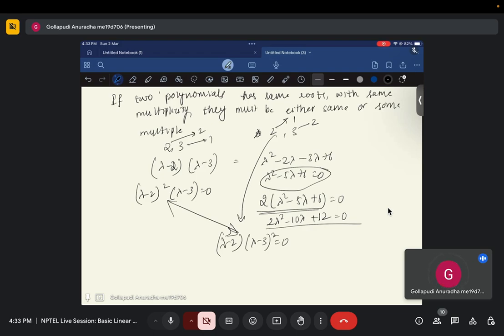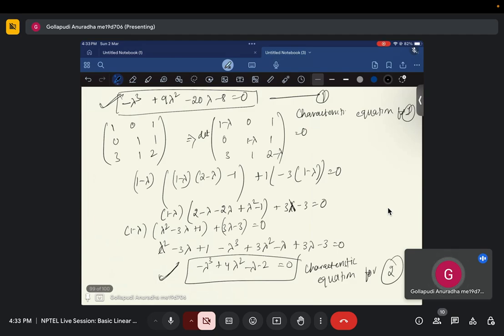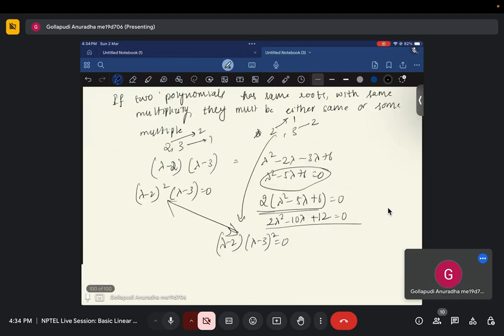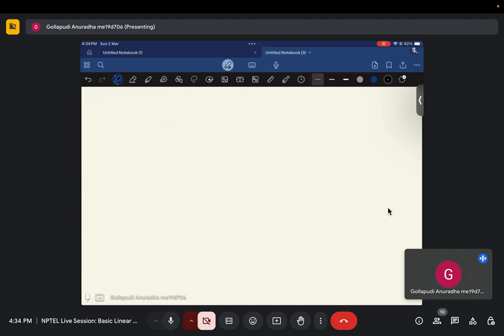So for having the same roots, the same eigenvalues with the same multiplicity, the characteristic equations both have to be the same, or at least they have to be multiples. So these two matrices are not similar. You need not directly solve for the eigenvalues; you can get to the characteristic equation, observe it, and comment on whether the eigenvalues will be the same with the same multiplicities or not. So those two matrices are not similar matrices.